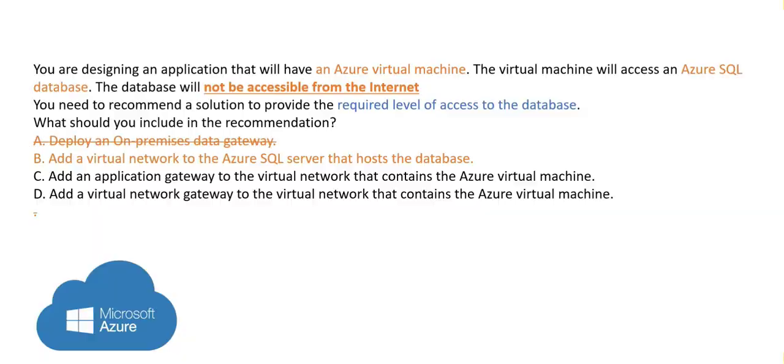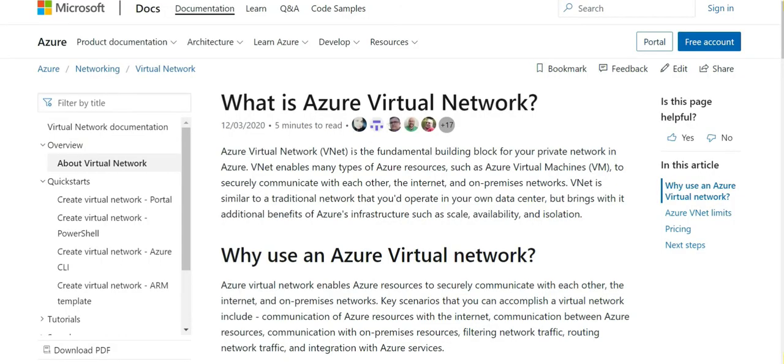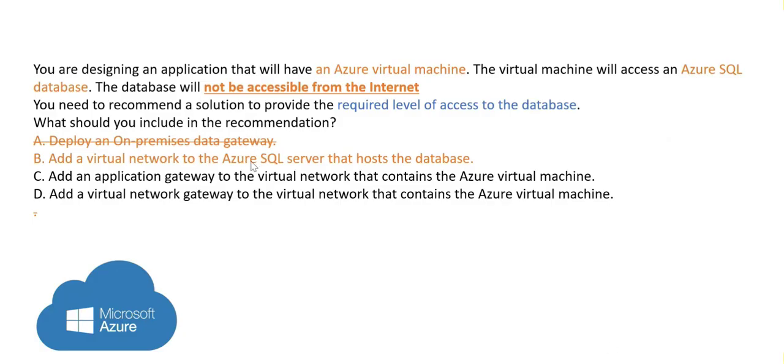Then let's see option B, add a virtual network to Azure SQL Server that hosts the database. The Azure Virtual Network is a fundamental building block for your private network in Azure. So this will be our answer, because virtual network is used to create private networks, and here we already saw the keyword is not be accessible from the internet. That means it will be accessible from the private network. So B is right.